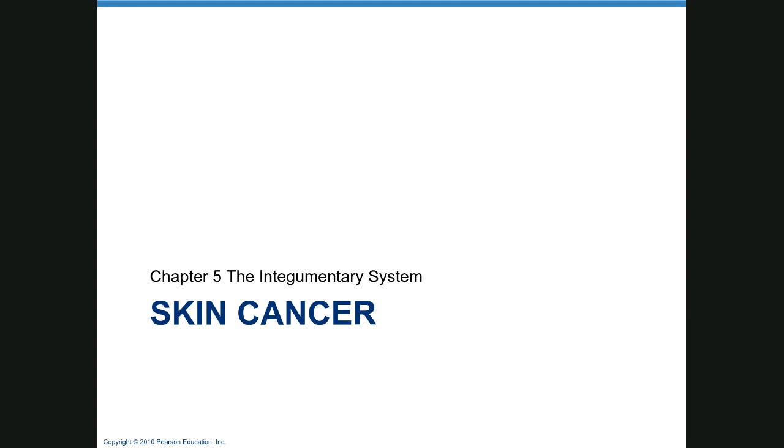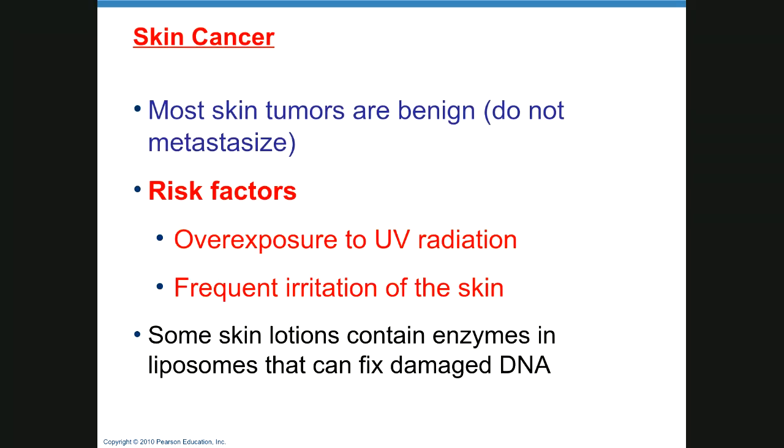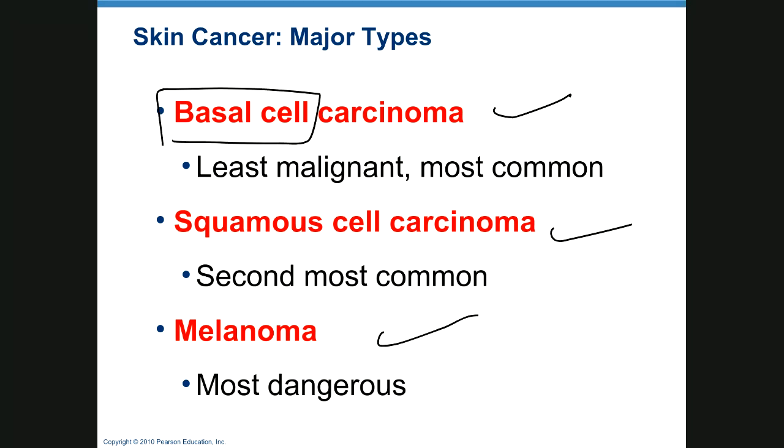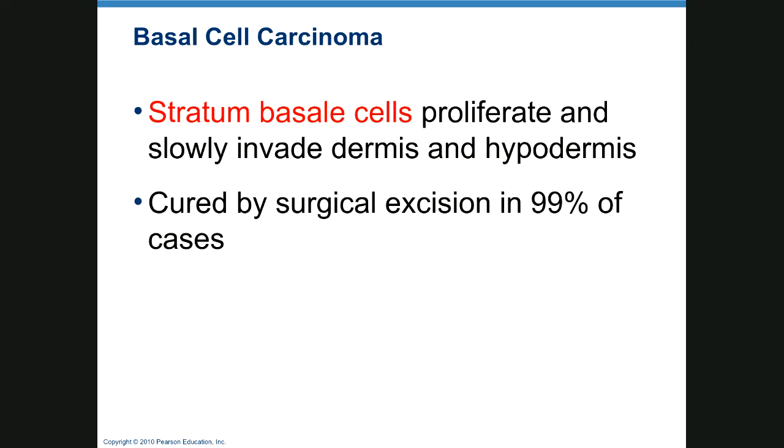Okay. The last PowerPoint I'm going to talk about is skin cancer and burns. When it comes to skin cancer, you should know the risk factors are overexposure to UV light or to irritants. Irritants could be chemicals, for example. There are three major types of skin cancer: basal cell carcinoma, squamous cell carcinoma, and melanomas. These types are named after the cells that cause the cancer. In the case of basal cell carcinomas, the cells that are causing the cancer are the cells in the stratum basale, which begin to grow uncontrollably.